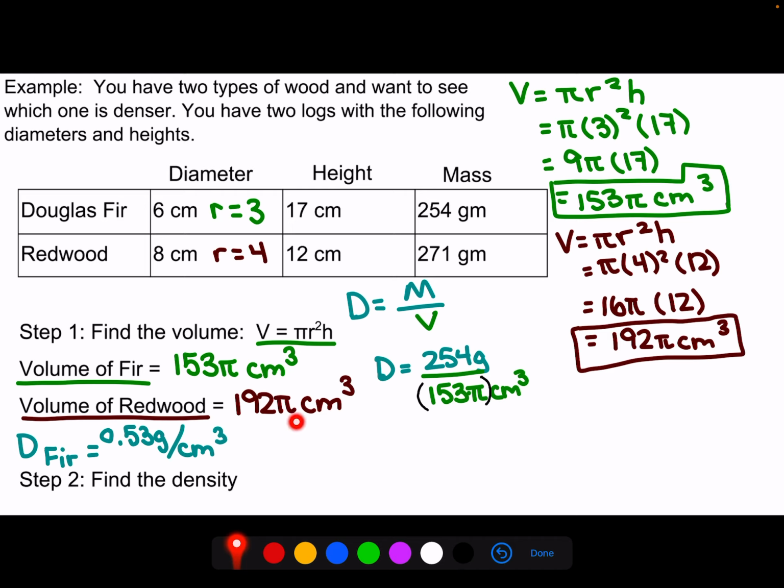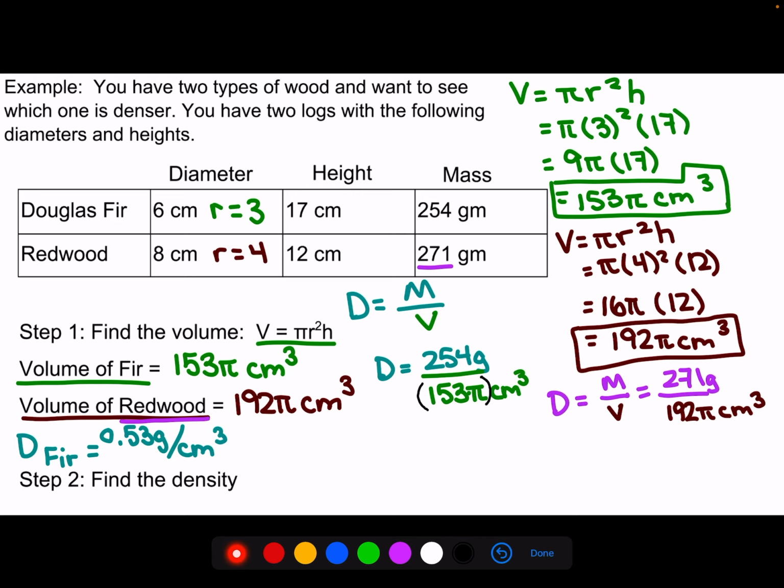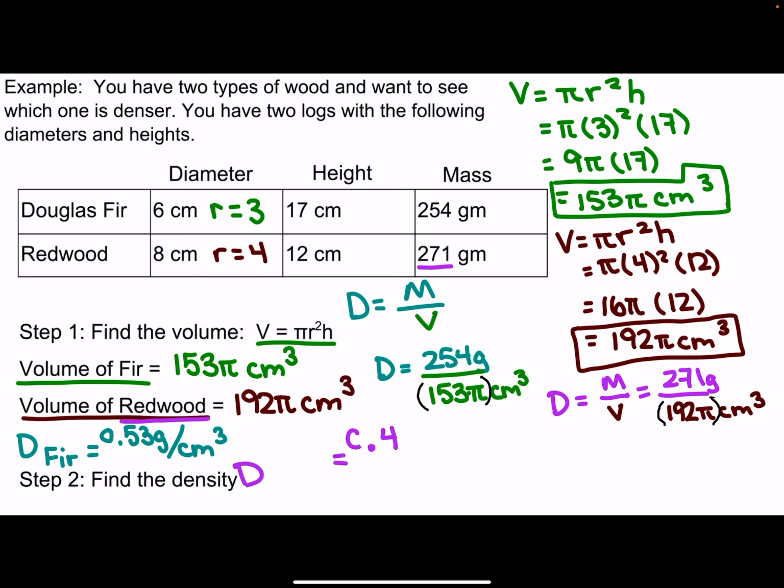We do the same thing with redwood. This time we're going to do 271 grams divided by 192 pi. And again, make sure that you have your parentheses around the bottom there, 192 pi. And when you enter that into your calculator, you'll get 0.45 grams per centimeter cubed.